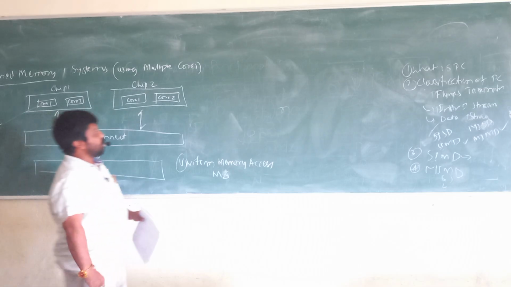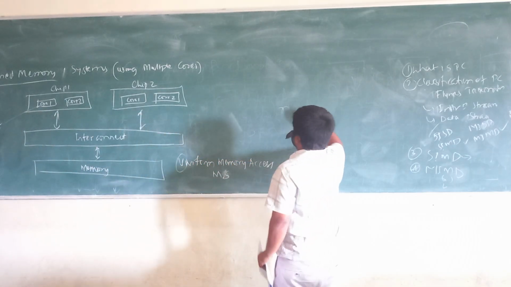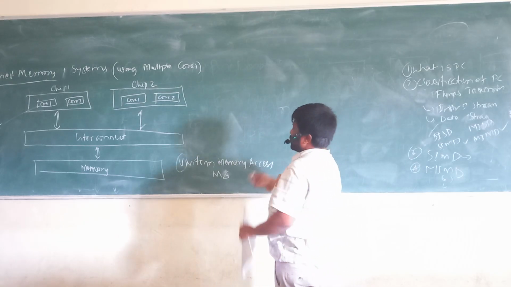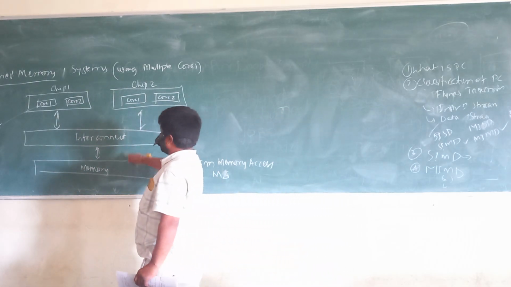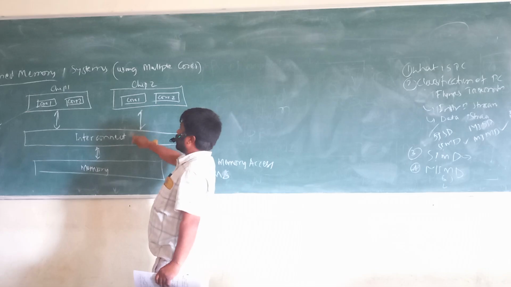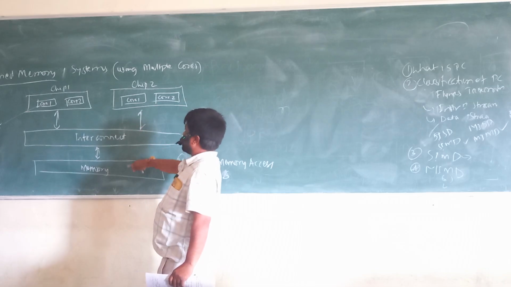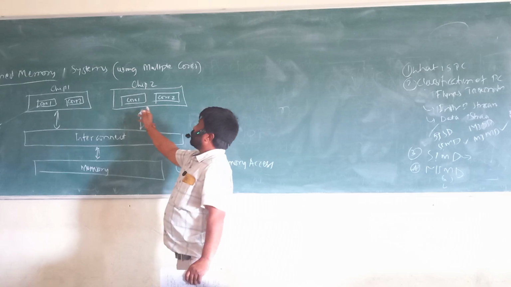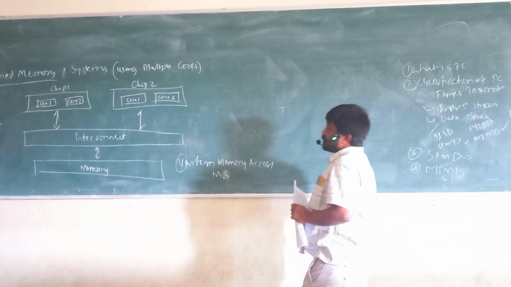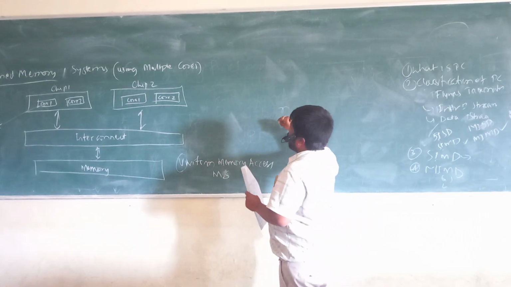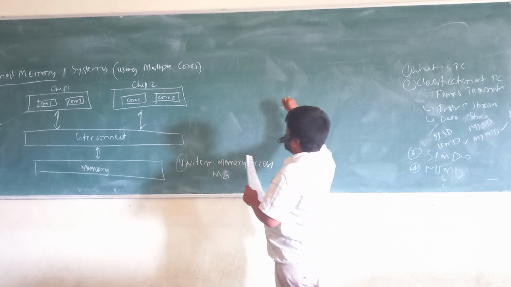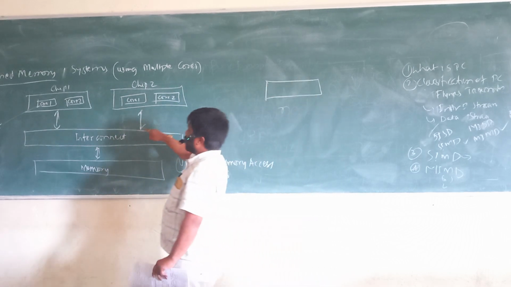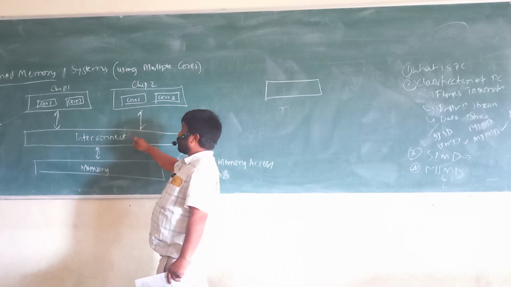But in the non-uniform case, with the same figure, the difference is that there will be separate main memory. In the uniform case, the main memory is shared by chip one and chip two. The non-uniform memory access system is the same as usual, but the time for accessing will be different from one to another.